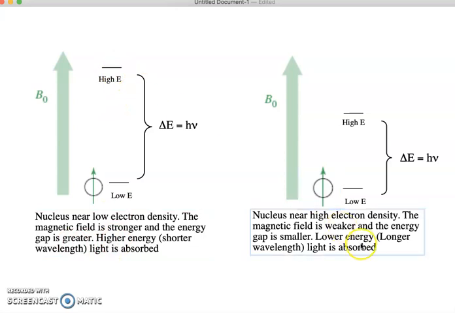On the other hand, if the nucleus is in a region near high electron density, the relative magnetic field is weaker. The energy gap is less, and it takes lower energy or longer wavelength light to be absorbed. So by measuring how much energy or the wavelength of light that it takes to cause this transition to happen, we can tell about the environment that our nucleus is in. We can tell what it's bonded to. This makes NMR really, really useful. And I want to look at an example of that.